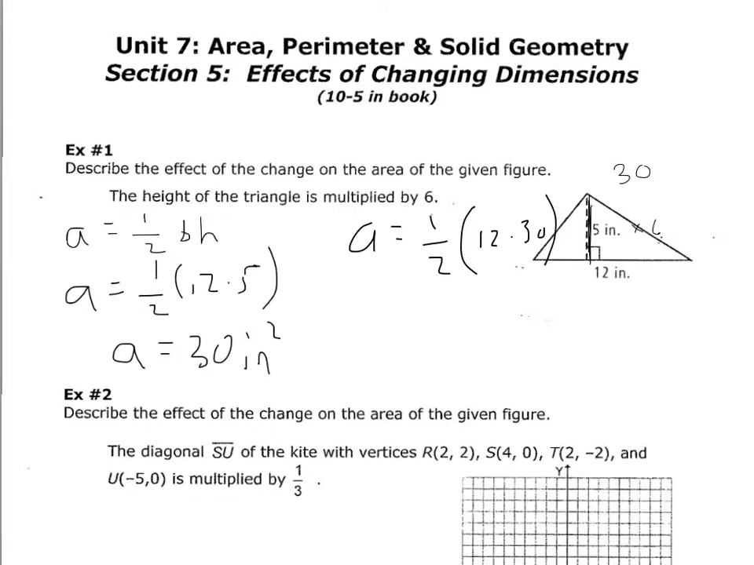Okay, so if we go ahead and multiply those out, your area would end up being 12 times 30 is 360, and 1/2 of 360 is 180 inches squared. Okay, so the difference in your area, 30 and 180, if you multiply your height by 6, your area is increased by a factor of 6, because 30 times 6 is 180. Okay, so if your height is multiplied by 6, your area is also multiplied by 6. I would write that down.